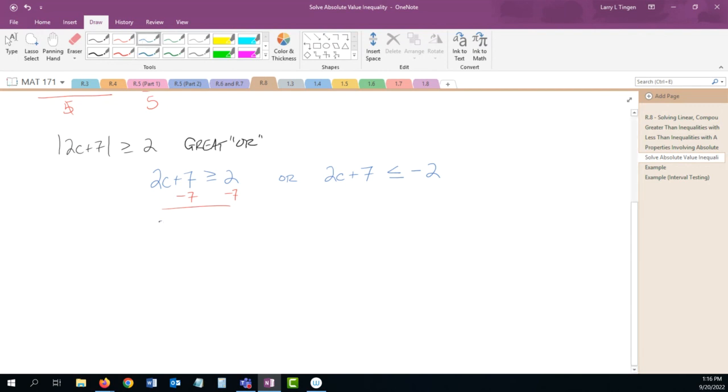-7 means, looking at it, 2c is greater than or equal to -5. And then get c by itself: divide by 2, divide by 2. C is greater than or equal to -5/2.